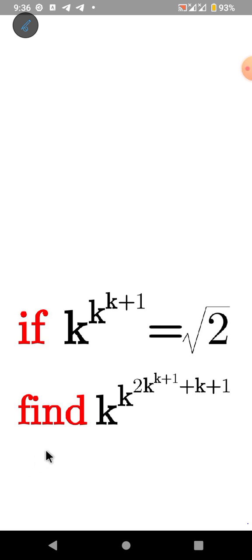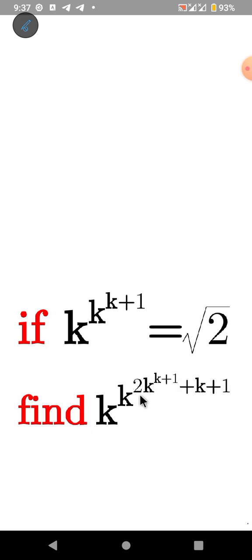Today, I'll be solving this wonderful Olympiad mathematics question, which says that if k raised to the power of k raised to the power of k plus 1 is equal to the square root of 2, I should find the value of k raised to the power of k raised to the power of 2k raised to the power of k plus 1, then plus k plus 1.